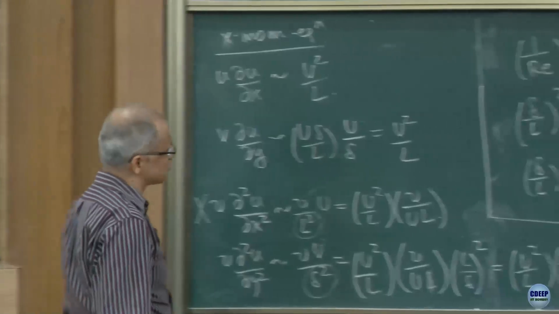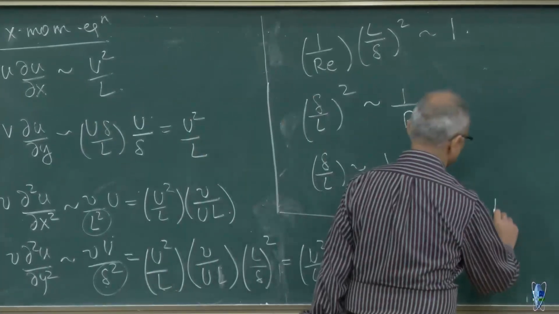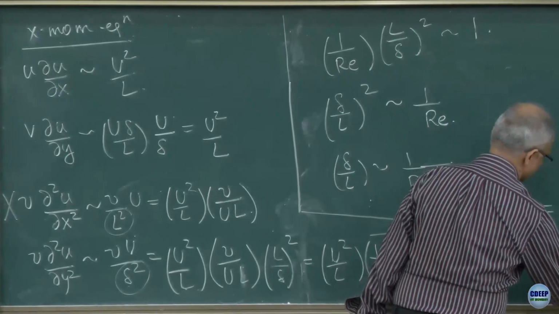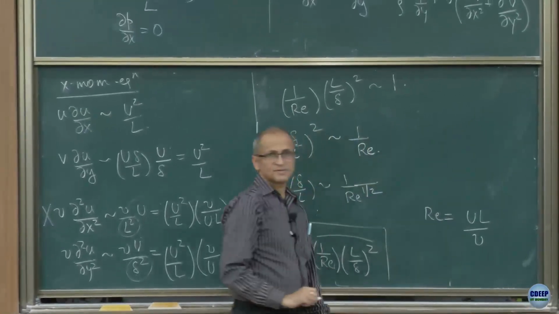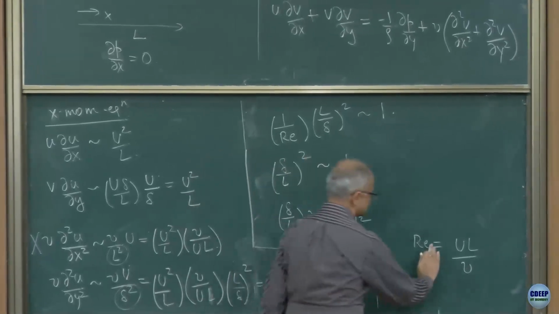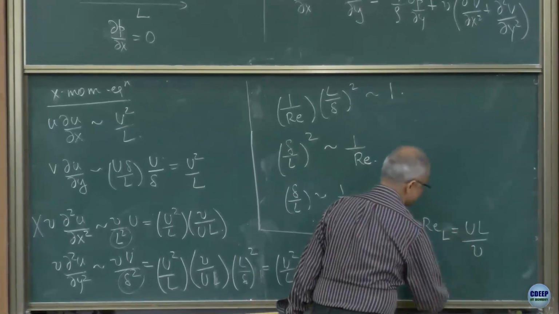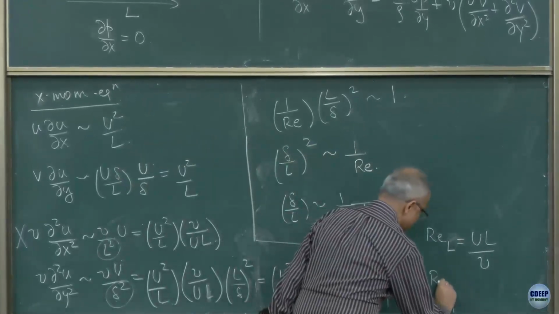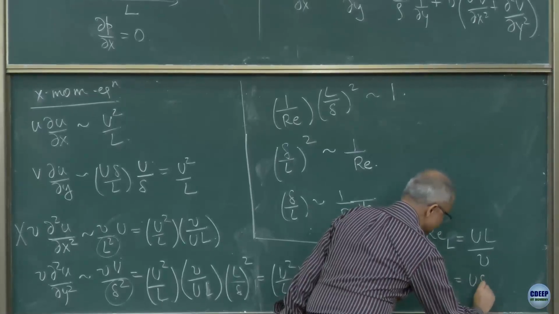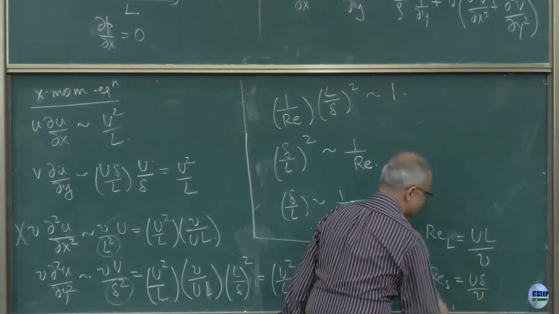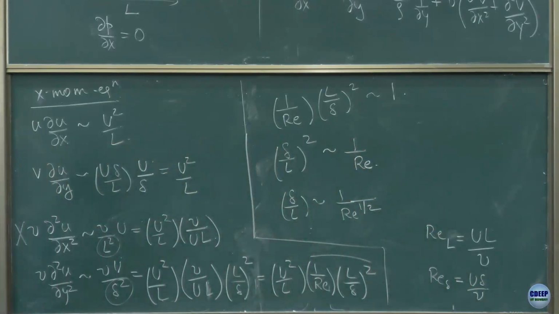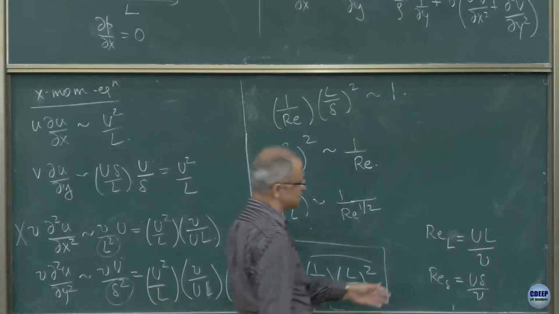Maybe we should be very careful about Re also. What is the definition of Re that we have used here? Re, we have simply said it is U L upon nu. We can just specify that this is based using length scale L. We can also have an Re based on delta, U delta upon nu. Because we have two length scales, I can define it like this, or I can define it like this.